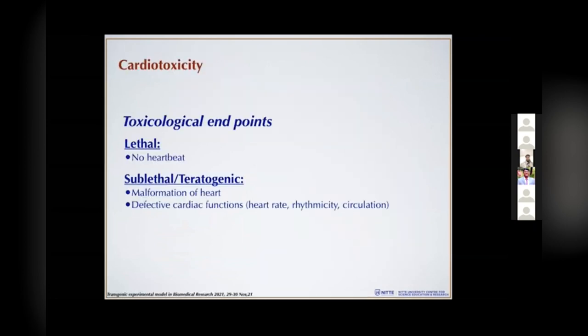So what are the toxicological endpoints? Of course, if you're looking at a lethal effect, it is no heartbeat. But if you look at the sublethal or teratogenic effect, it would be the malformation of the heart, or defective cardiac functions. So what are the defective cardiac functions? It could be rhythmicity of the heart, the heart rate, heartbeat, or simply the circulation pattern. The density of blood cells in circulation, for instance, could also be indicative of a defective heart function. Next slide.